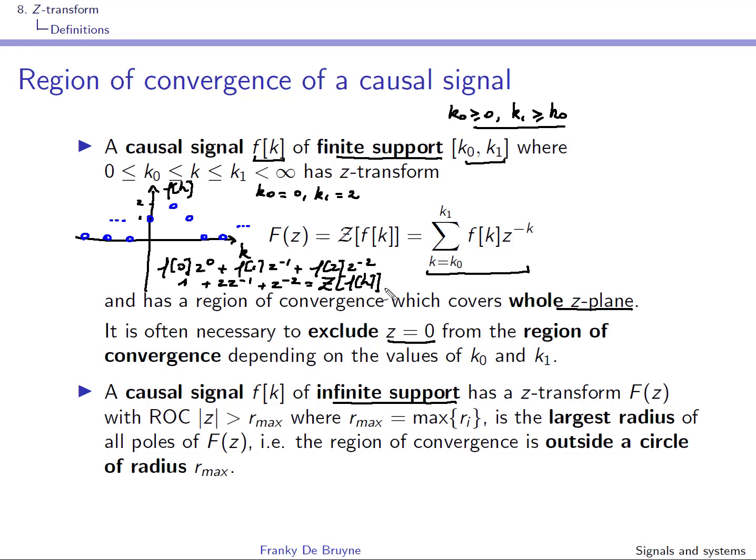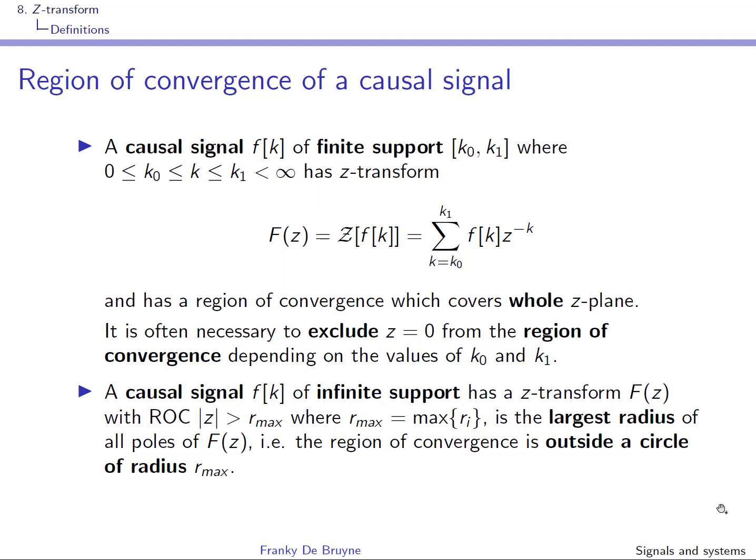We'll see quite a few Z transforms of sequences, so that we have again this catalog of Z transforms. But the easiest thing with a causal signal of finite support is to simply use the definition, and you easily obtain the Z transform of the sequence. And you can see here indeed that because of this z^-1 and this z^-2, we have to exclude z equal to 0 from the region of convergence. So it will be the whole z-plane minus z equal to 0.